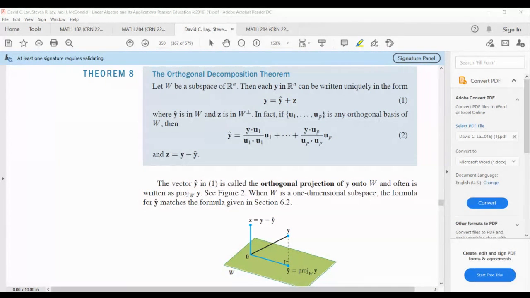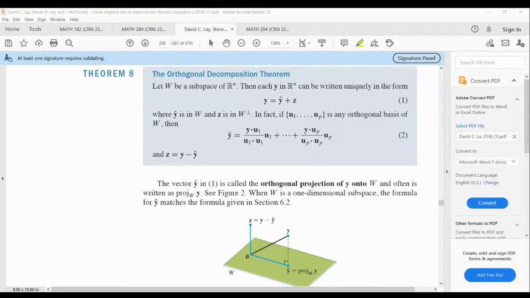Okay, so now we're moving into section 6.3. In 6.3, we're going to be a little more general in regards to projections than we were in section 6.2. And we start off with the big theorem, what's called the orthogonal decomposition theorem. But you've already seen this with the last example, but this is more general.